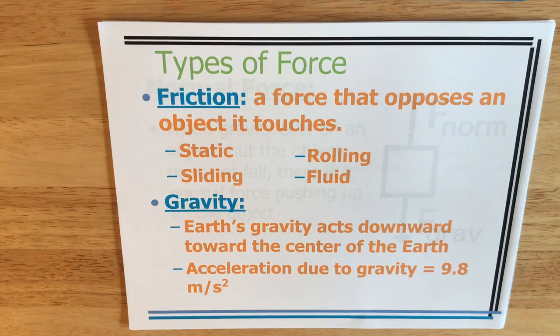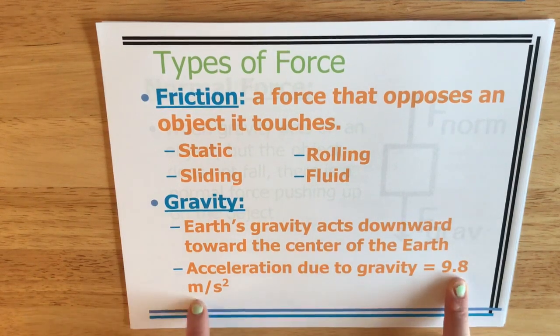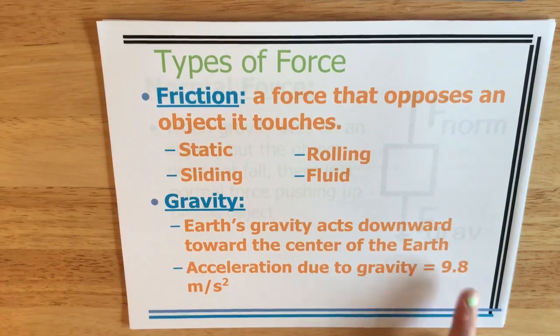When we start talking about gravity, we have to talk about its value. And if we're here on Earth, the number for gravity is 9.8 meters per second squared. So that tells us it is an acceleration, it's meters per second squared. But here on Earth, it is 9.8 meters per second squared.